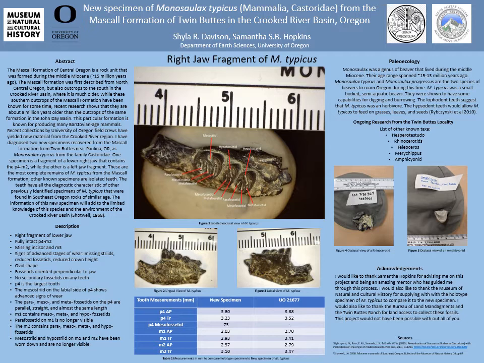This specimen was one of many specimens found in the Twin Buttes locality. Ongoing research at this site shows that other taxa lived in the Middle Miocene. Some other known taxa include rhinoceros, amphicyonids, Merychippus, just to name a few. Continuing work on this site will contribute to our understanding of the evolution of Oregon's terrestrial vertebrates during the period of warming in Oregon's past.